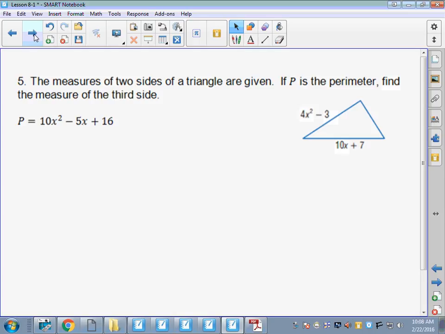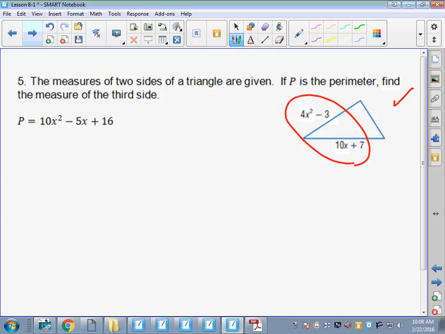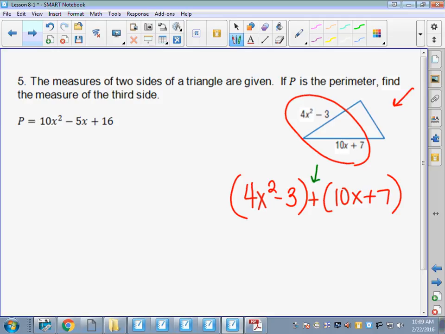If I add up these 2 guys and subtract it from the whole thing, won't I be left with that third side? So I'm going to add these 2 up. 4x squared minus 3 plus 10x plus 7. When I add these 2 guys together, I'm going to just ignore the parentheses since it's an adding in the middle.